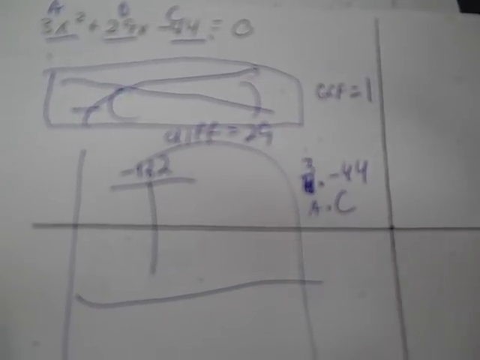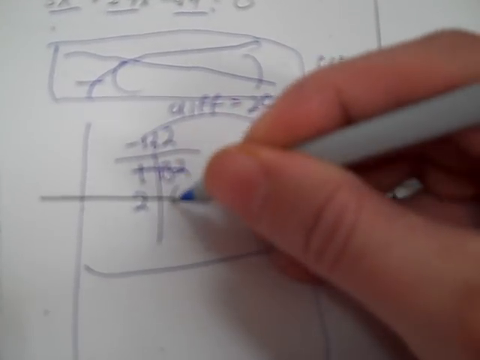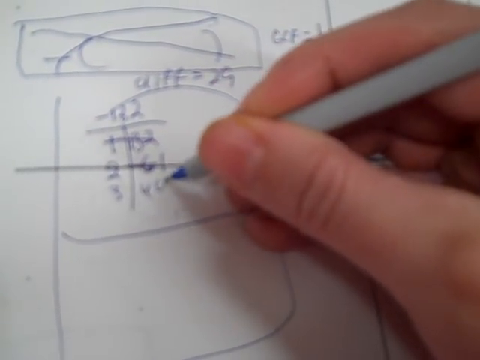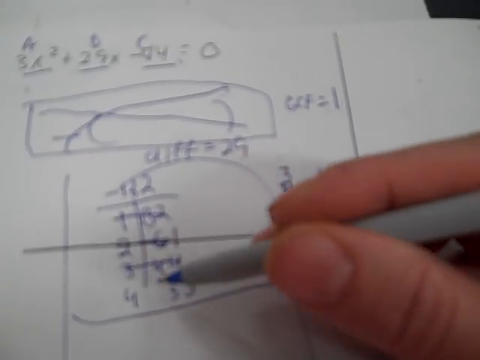Now, you can't be a wuss here. You got to go 132. No, that doesn't subtract to 29. 2 and 61. No, that does not subtract to 29. 132 divided by 3. That's 44. 44 minus 3 is not 29. 4 and 33. What's 33 minus 4? It's 29, so I got it.